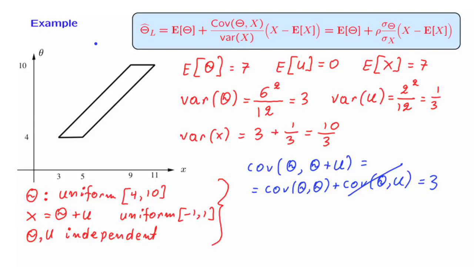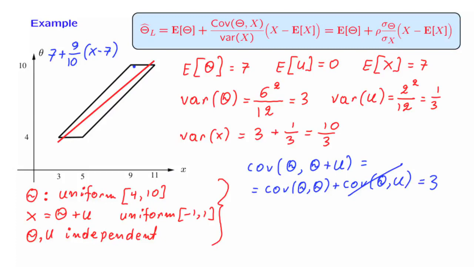And so now we have all the pieces of information that we need, and we can proceed and write down the form of the linear estimator. The expected value of theta is 7. Then the covariance of theta with x is 3, divided by the variance, which is 10 over 3. So this ratio becomes 9/10. And then x minus the expected value of x gives us this term. So this is the form of the optimal linear estimator, and if you wish to plot it, it is a curve of this kind.